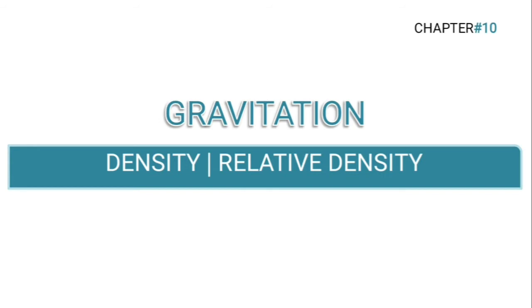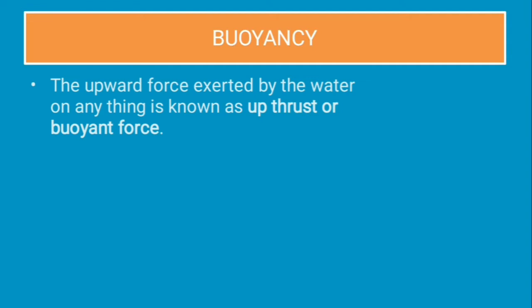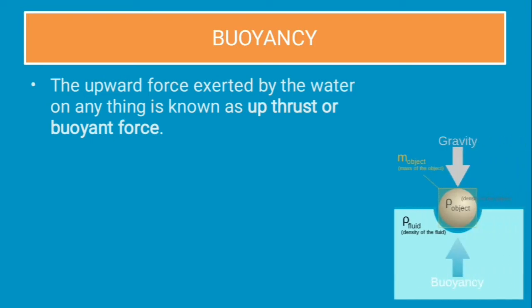And to start with, we are going to revise a few things so that we get a good and perfect knowledge about relative density, because many days have passed in between, so I'd like to revise this particular topic. Buoyancy. The upward force exerted by the water on anything is known as upthrust or buoyant force. So, if this is an object, then the water or any liquid exerts the upward force on the object. This upthrust force or upward force is called the buoyant force.